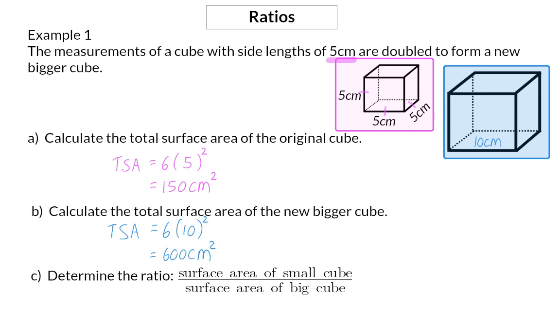Question C. Determine the ratio of the total surface area of the small cube to that of the big cube. We've already calculated both these values, so we can just substitute. This will be 150 over 600, and once you simplify that, it will be a ratio of 1 over 4, which means that the surface area of the big cube is 4 times that of the original cube.